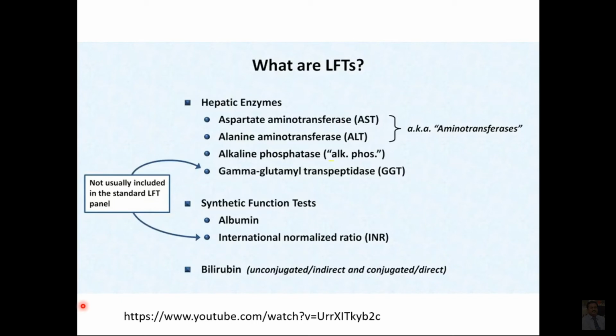However, it seems illogical to me that the GGT is not included. If labs are trying to save money by preventing redundancy, it would seem to be more logical to include the GGT and not ALK-Phos, and make ALK-Phos a standalone test. Hopefully, by the end of the video, you'll understand why.